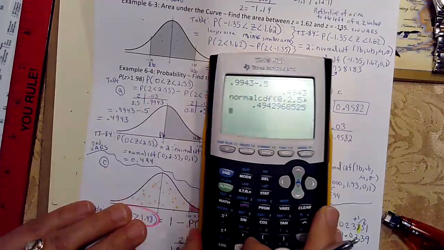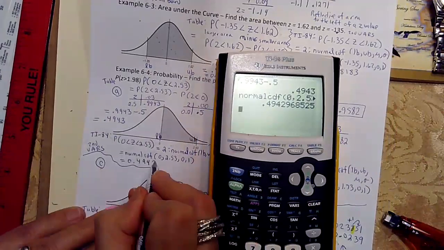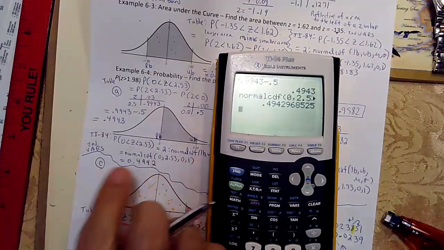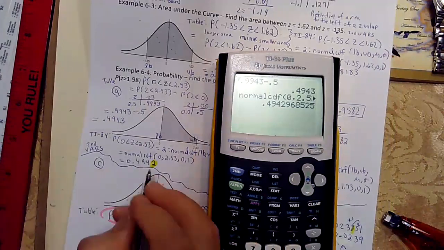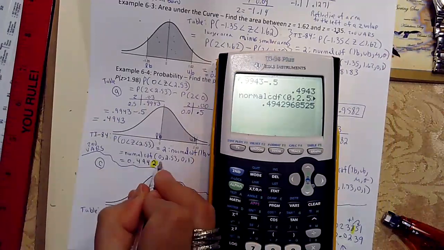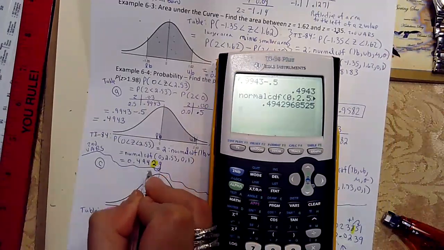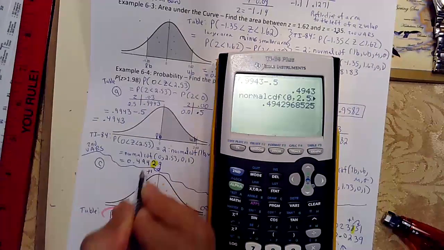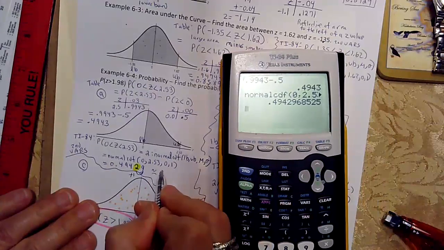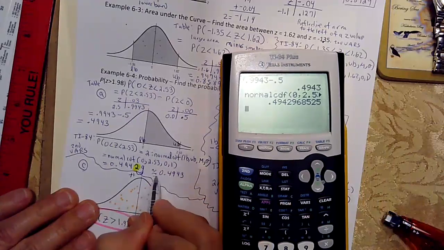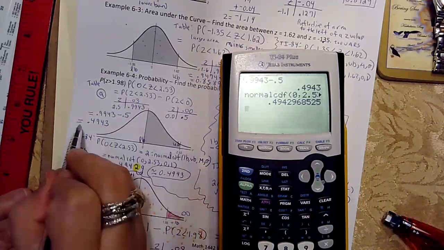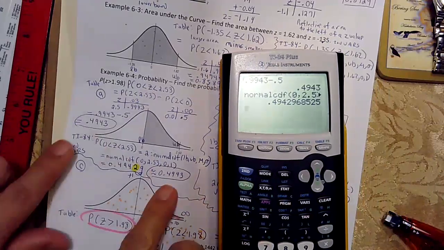4, 9, 4, 2: tens, hundreds, thousands, ten-thousands. Then you look at the number to the right. Is that 5 or more? Yep, it's a 9, so add 1 to that. So that should be 0.4943. And that does seem to match the table.